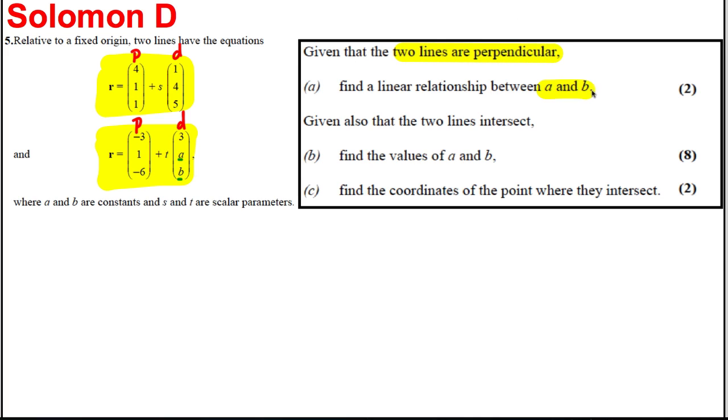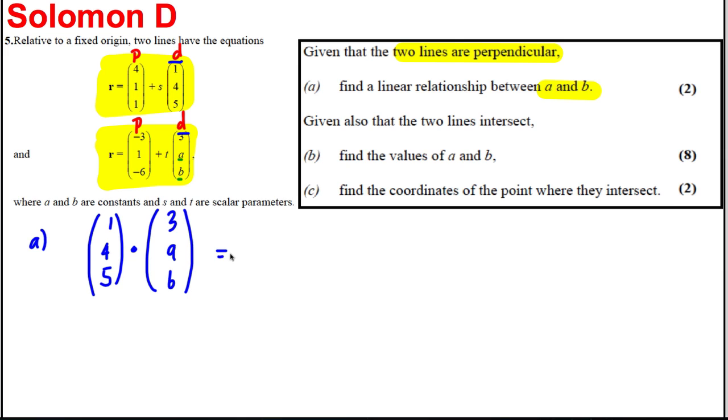Okay, if the two lines are perpendicular, then their directions dot to 0. So we need to know it's the directions we care about, not anything to do with the points on the line. (1, 4, 5) must dot with (3, A, B) to be 0. So let's dot these. It will be 1 times 3, which is 3, 4 times A, which is plus 4A, and 5 times B, which is equal to 0. And that there is the linear relationship we're looking for, 2 marks.